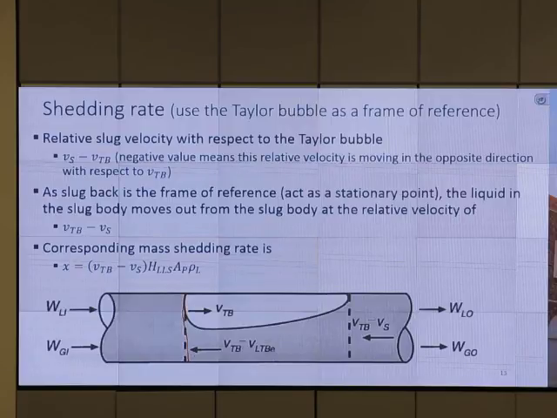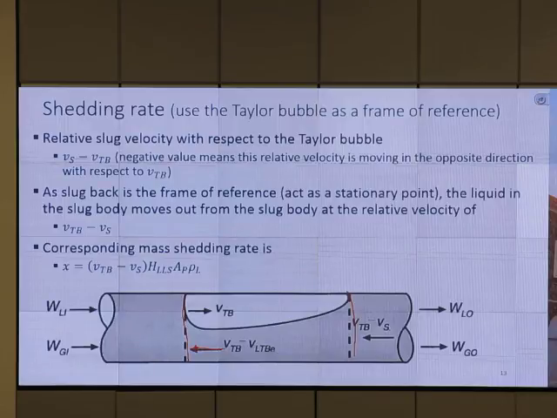coordinate, liquid moves back at the speed of VTB minus VS, and the cross section over that point. Oh, let's take a look at this. Liquid moves back at the speed of VTB minus VS. And when we are in the slug body, the cross-section area is HLLS multiplied by AP, right?